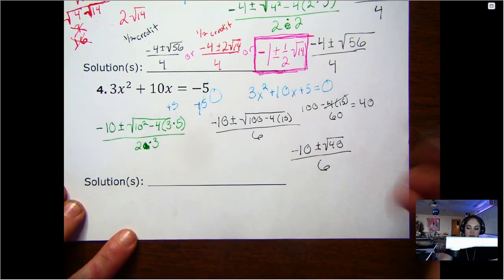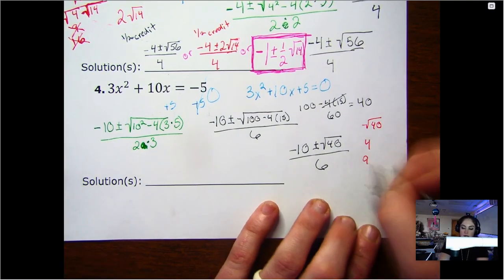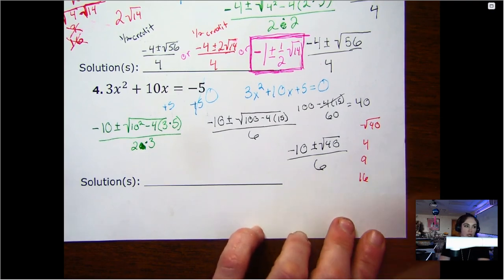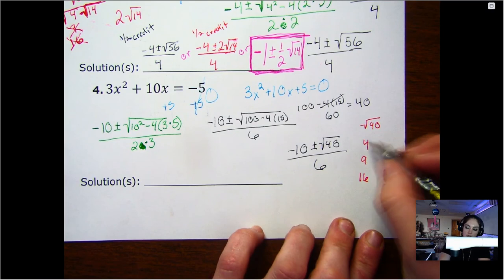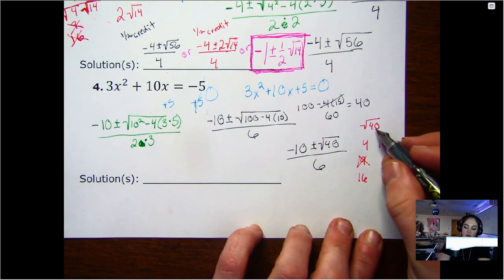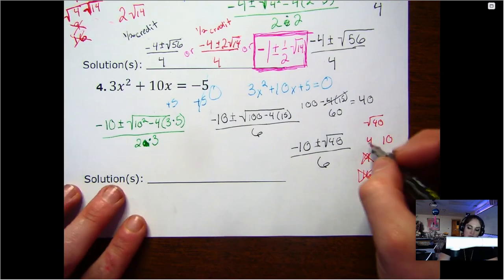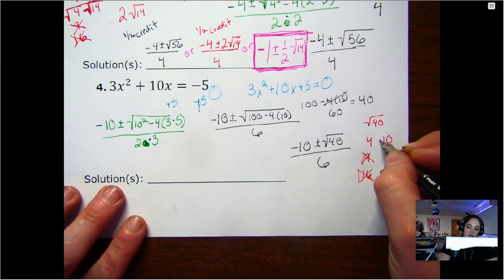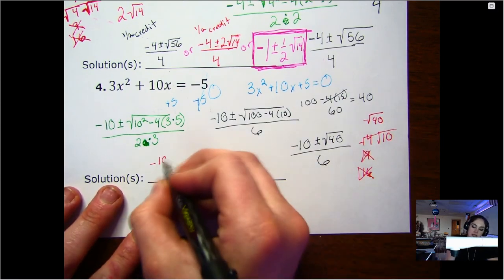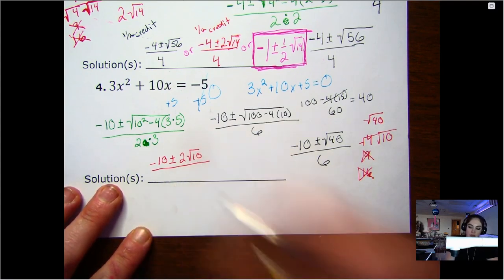Now we need to simplify that square root of 40. So we're going to check 4, 9, 16. Once again, I'm not going to go above that because anything over that is going to be less than 2, and we don't want anything less than 2 because we want whole numbers. So 40 divided by 4 gives us 10. 40 divided by 9 gives us a fraction. 40 divided by 16 also gives us a decimal. So 4 and 10, once again. So we know the square root of 4 becomes 2, and the square root of 10 is all we can simplify to. So option number 1 for the answer is negative 10 plus or minus 2 square root of 10 over 6.